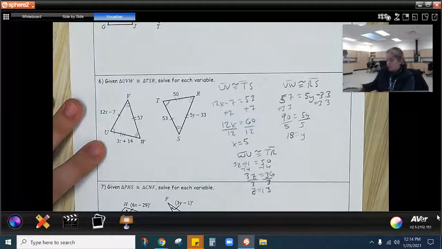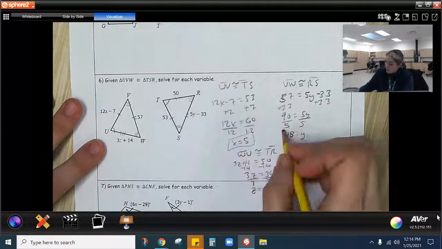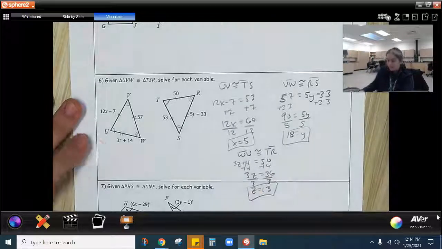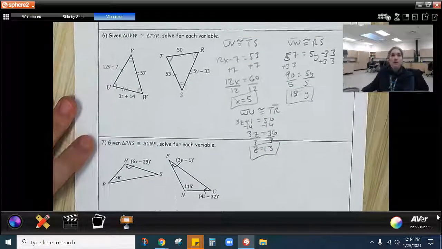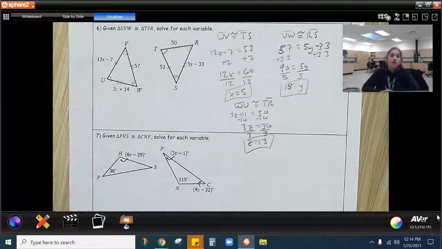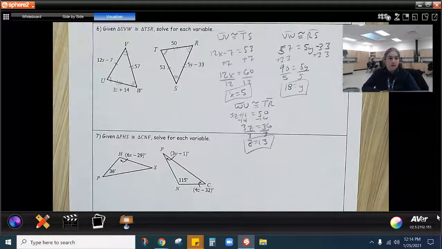Sorry, I went into the next problem a little bit. But we know our 3, right? We know x, we know y, and now we know z. I will let you work on the last one on your own. Please email me if you have any questions.